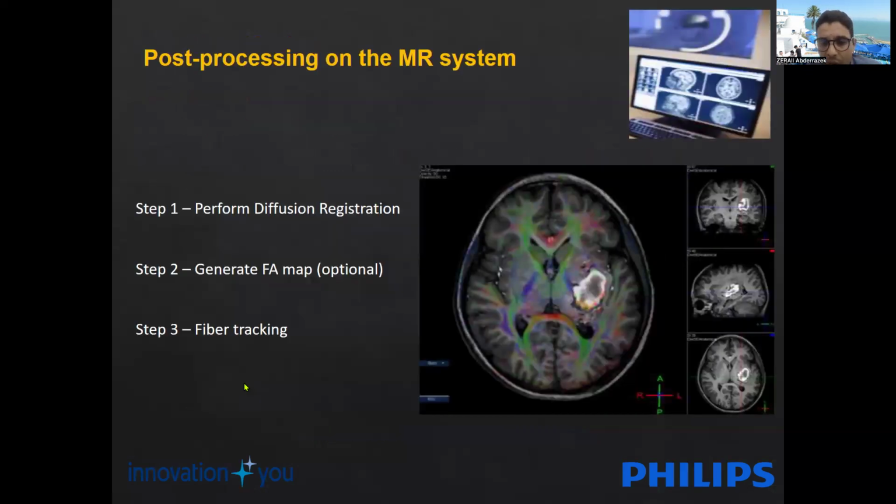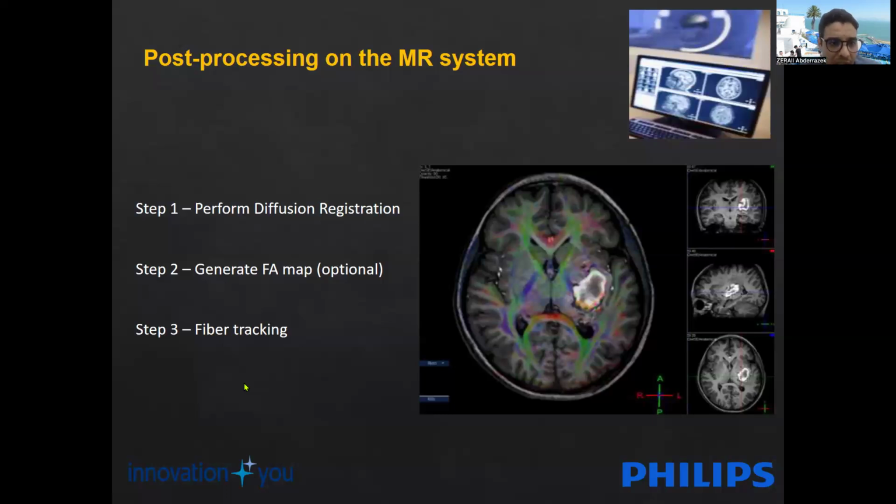So now we're moving to the post processing, because there are two ways to do it. If you don't have this option inside your IntelliSpace Portal, you can get it through the system, which means that the radiologist or the technologist can do this type of post processing of the data on the MR system. And the other way is inside the IntelliSpace Portal, and we will see both of them together.